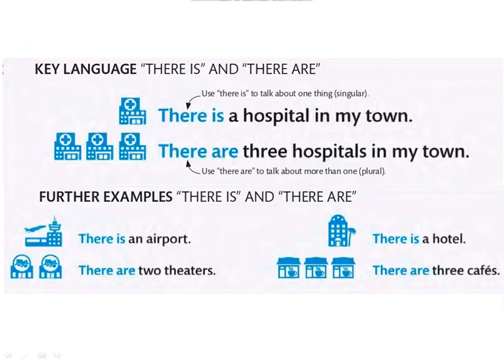To talk about your city in English, you need to say what there is in your city. This is the way we say what exists in English: there is and there are. Of course, we use there is to talk about one thing, singular. For example, there is a hospital in my town. There are three hospitals in my town. When we use there are, we talk about more than one thing, plural.